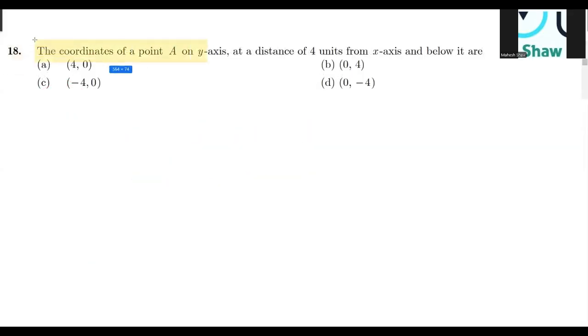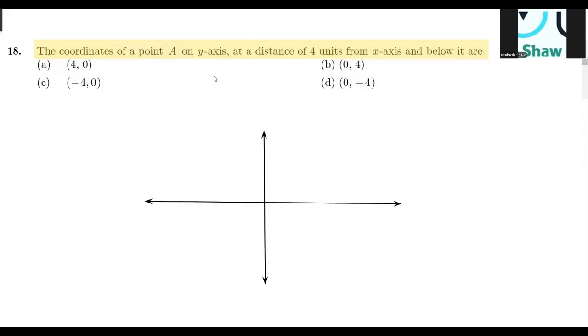Question number 18 from coordinate geometry says: the coordinates of a point A on the y-axis at a distance of 4 units from the x-axis, below it. It's easy if you just make a rough sketch of the Cartesian plane. The point is on the y-axis, and at a distance of 4 units below. This should be the point. Any point on the y-axis is in the form of (0, y), and y is 4 here, so (0, 4) on the negative side, so (0, -4) should be the correct option.